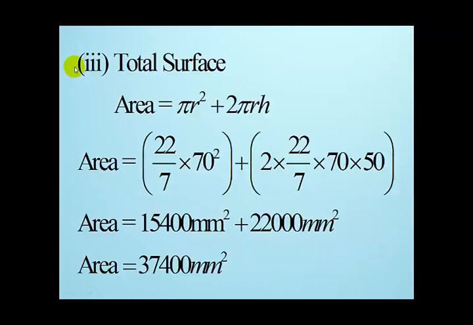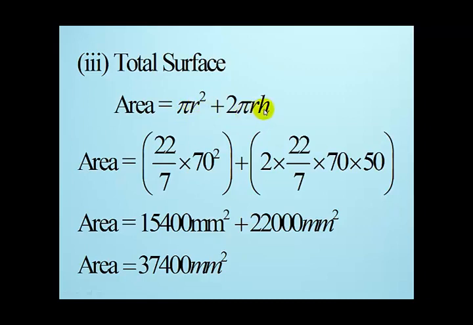Now total surface area. Because one end of the cylinder is opened, the total surface area will be equal to pi r squared plus 2 pi rh. That is the total surface area of a cylinder open at one end. So total surface area is equal to pi r squared plus 2 pi rh, where pi is a constant, r is the radius, and h is the height.